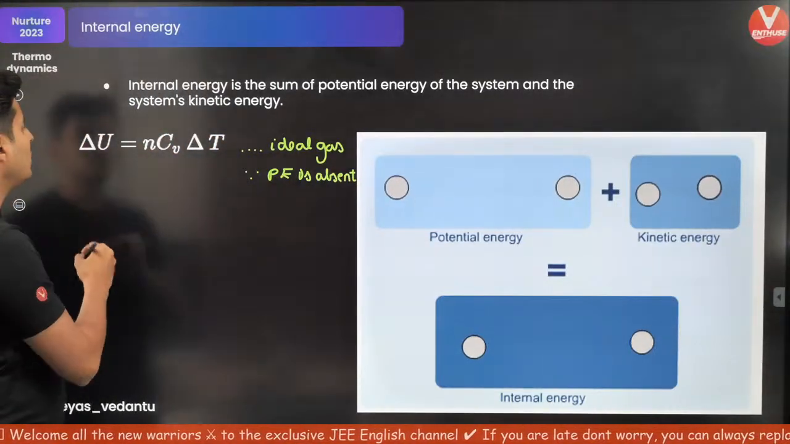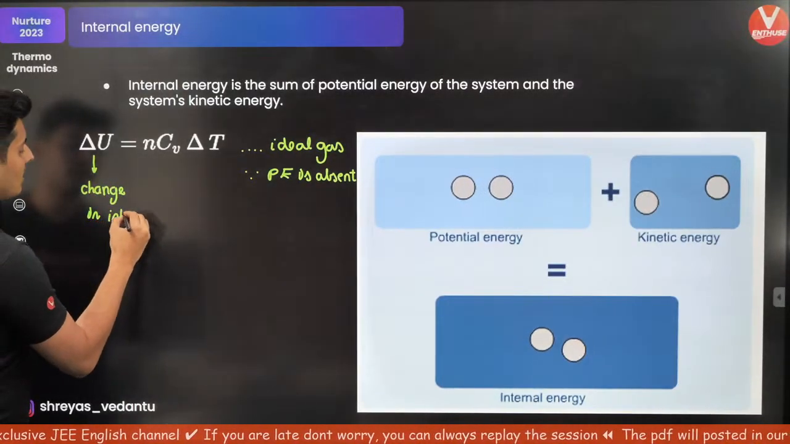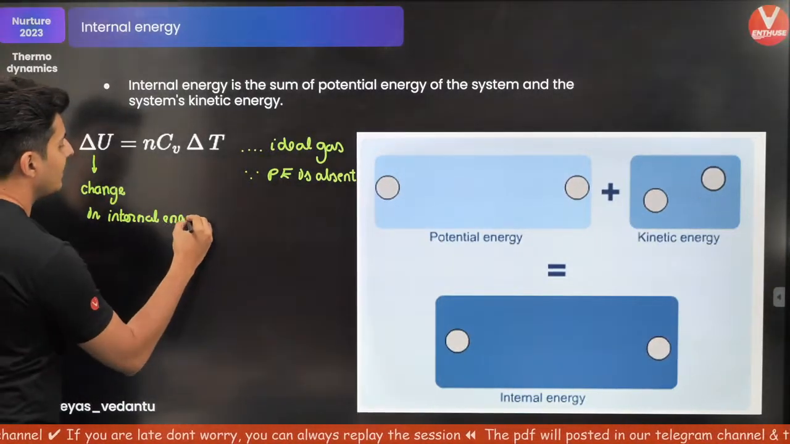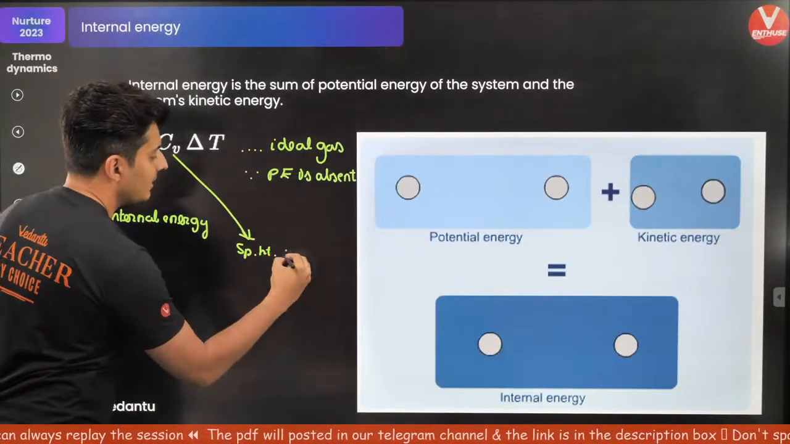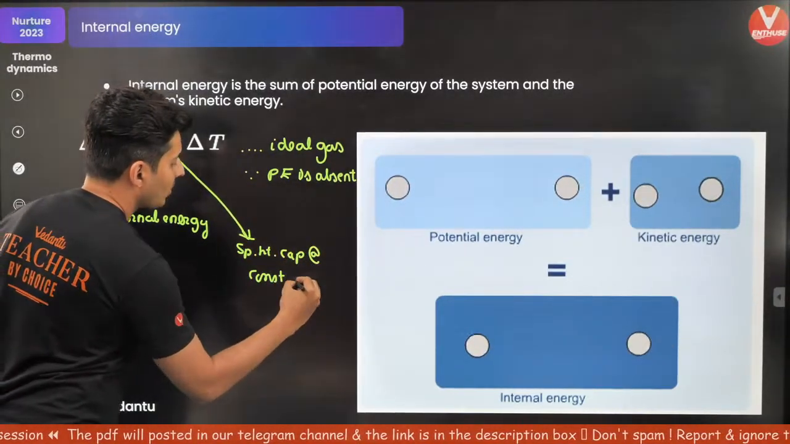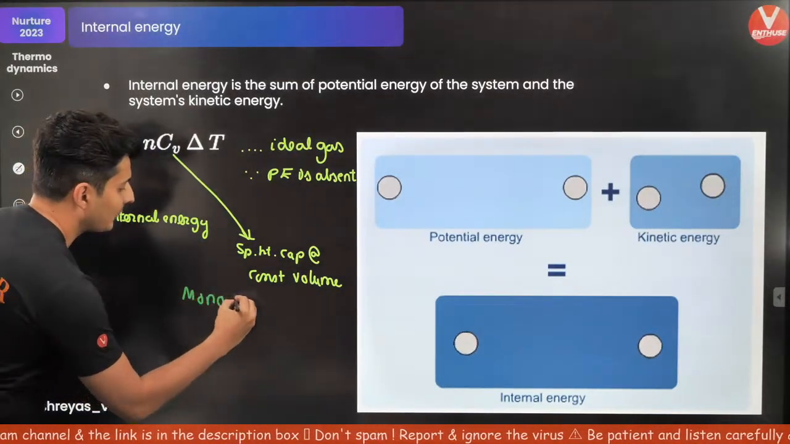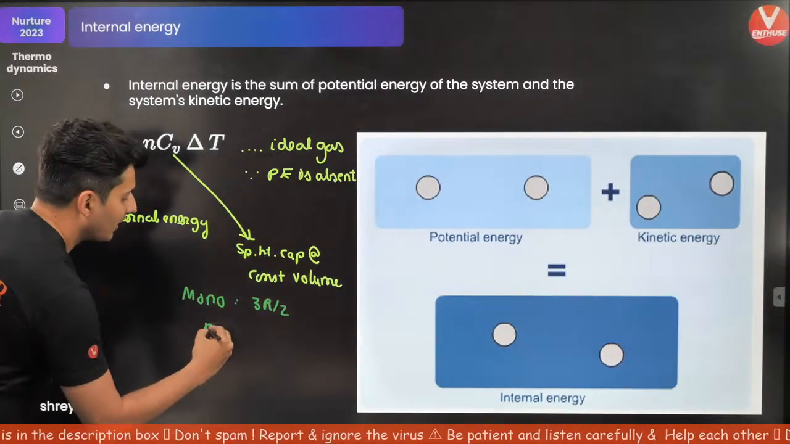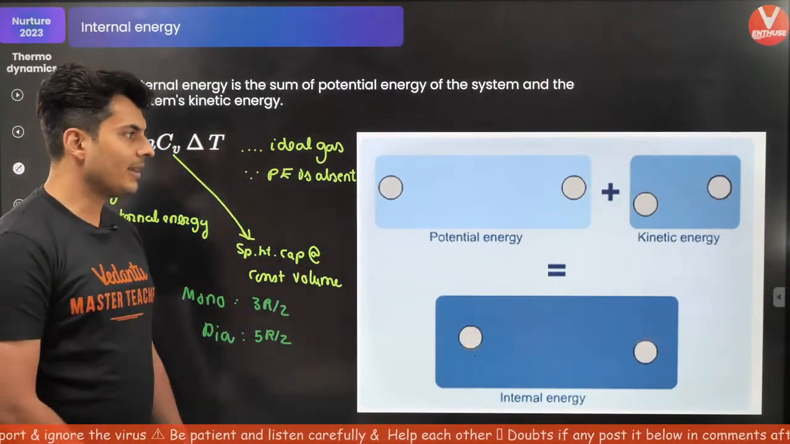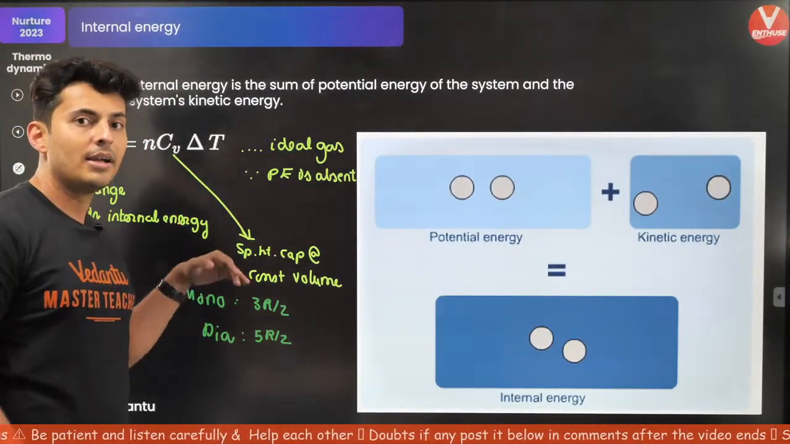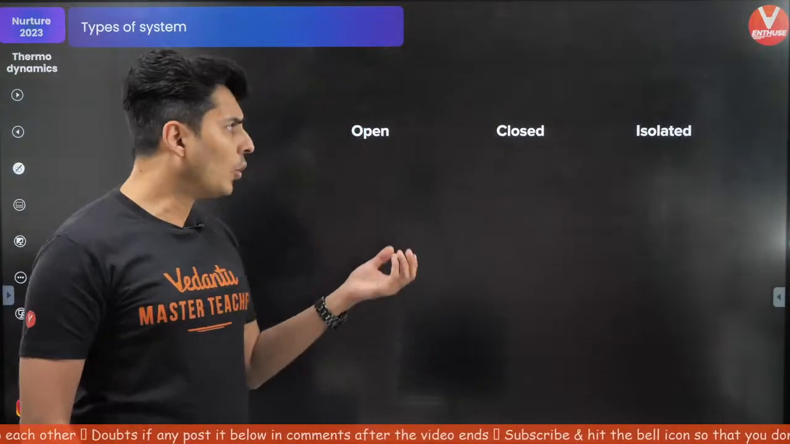Very, very important. So delta U is basically the change in the internal energy. The change in the internal energy is basically n CV delta T. What is this CV? CV is your specific heat capacity at constant volume. I hope you remember the values. For example, for monoatomic it was 3R/2. For diatomic it was 5R/2. I hope you remember this, correct? Yep, very important. This is only true for an ideal gas. For real gases or other realistic situations, we do not study the formula, at least in JEE. Now, closed, open and isolated.